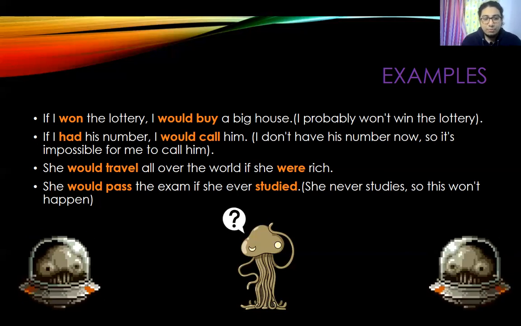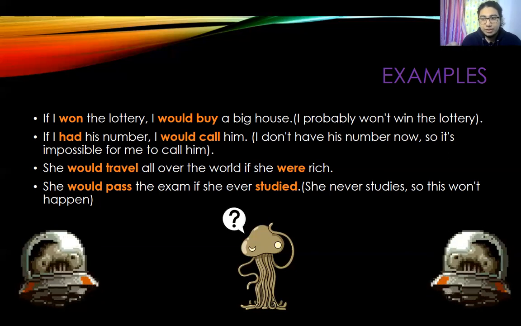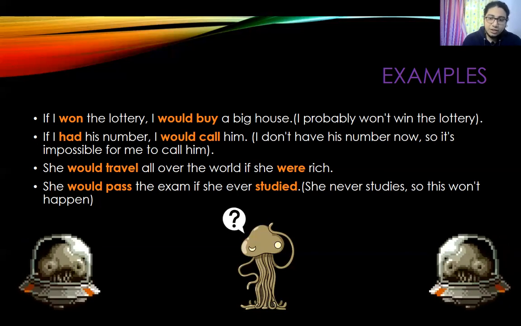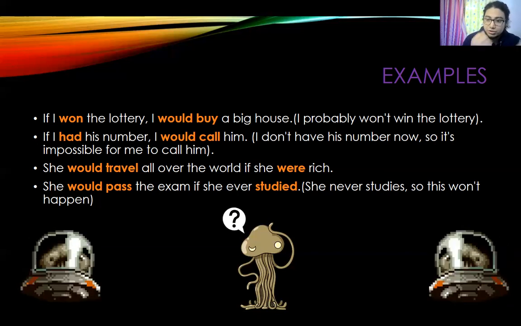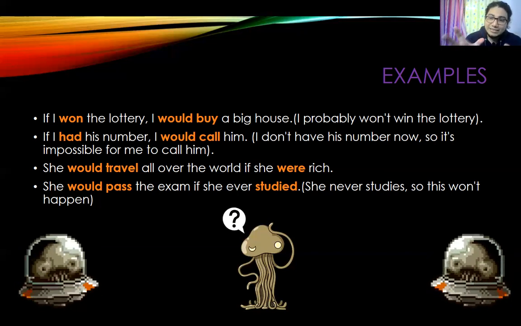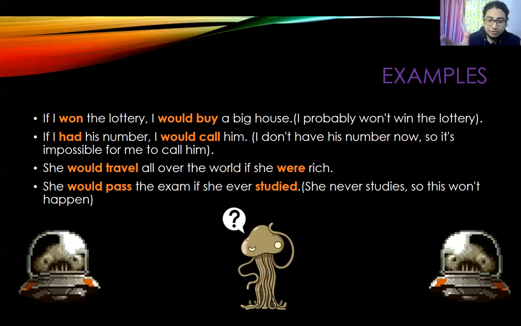And she will travel all over the world if she were rich. She will pass the exam if she ever studied. She never studies, so this won't happen. Basically, these are the rules and the ways that you are going to use the second conditional.